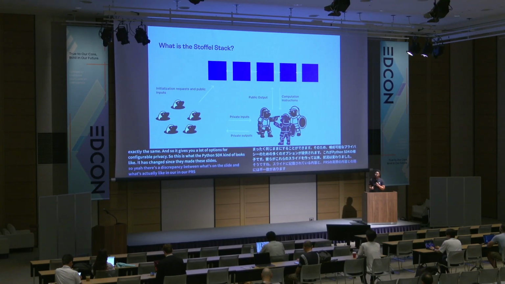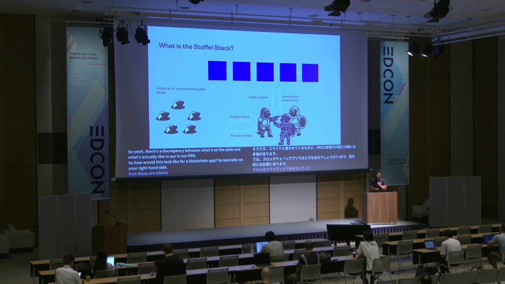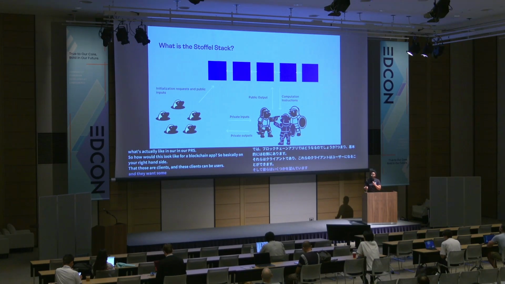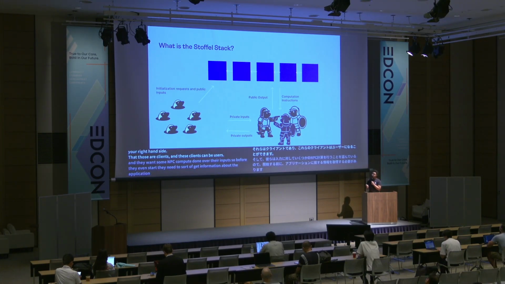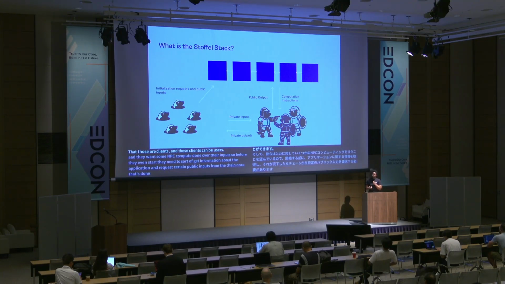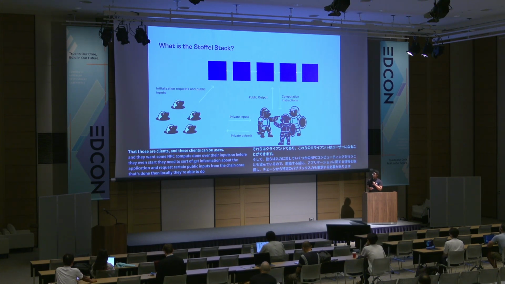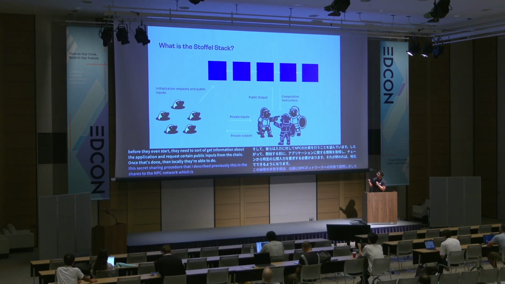So how would this look for a blockchain app? On your right-hand side, those are clients, and these clients can be users, and they want some MPC compute done over their inputs. Before they even start, they need to get information about the application and request certain public inputs from the chain. Once that's done, then locally they're able to do this secret sharing procedure that I described previously. They send the shares to the MPC network, which is Stoffel in Armor.